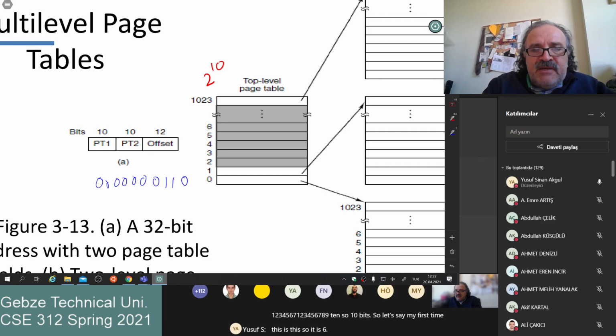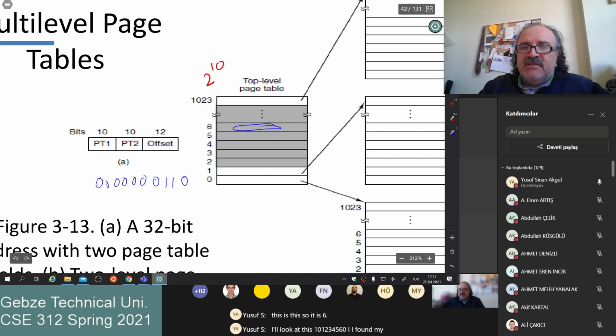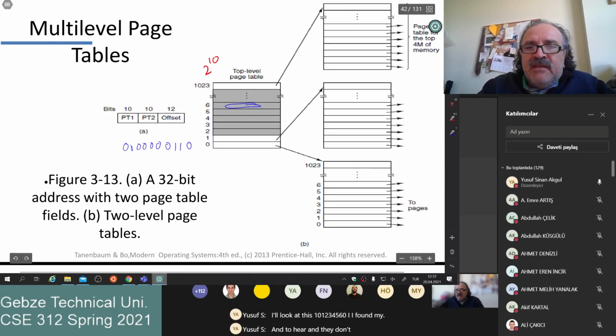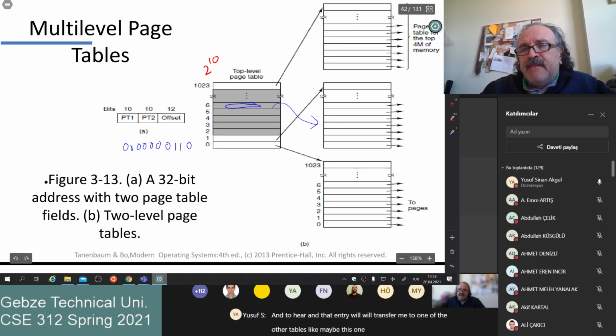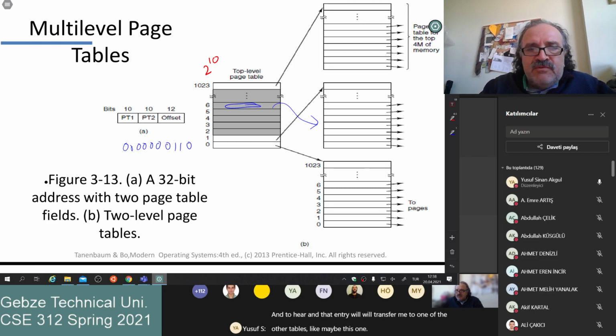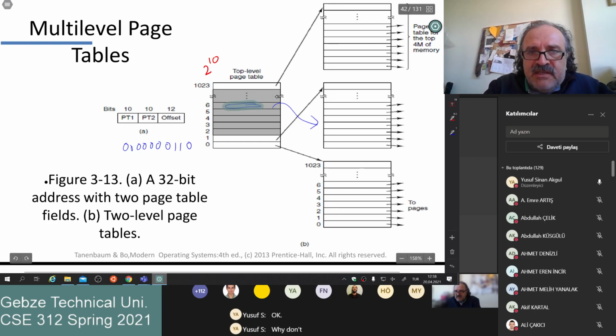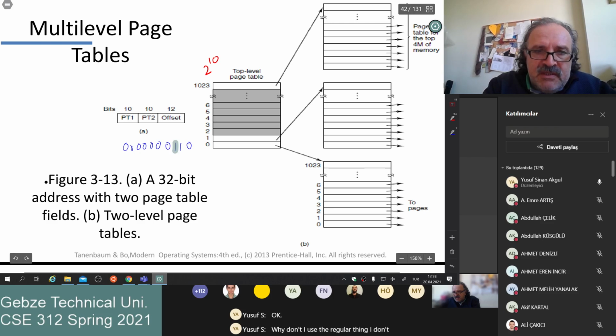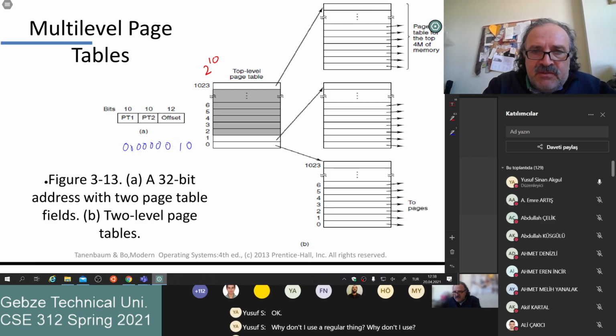I look at entry 6, counting 0 1 2 3 4 5 6, so I found my entry here, and that entry will transfer me to one of the other tables, like maybe this one. Or why don't I use the regular one? Why don't I use this one, right? So this is 0 and 1.